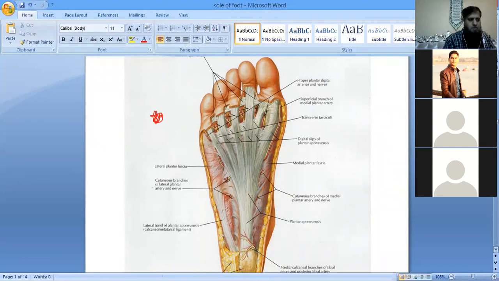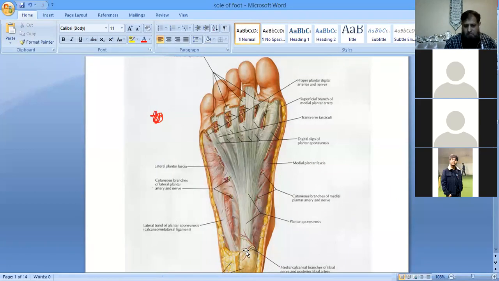Now we'll talk about the plantar aponeurosis. The plantar aponeurosis, I told you, is this triangular thickening of the deep fascia in the central part of the sole of the foot over here, right? Now if I said it's triangular, it must have an apex and a base. Its apex is directed proximally, right?